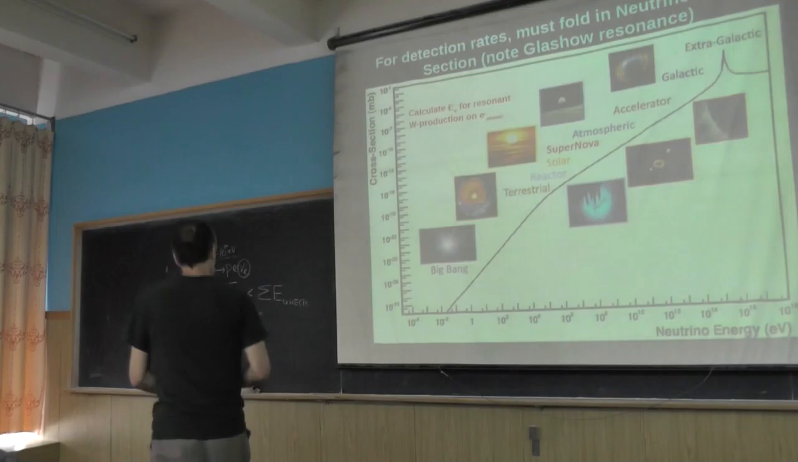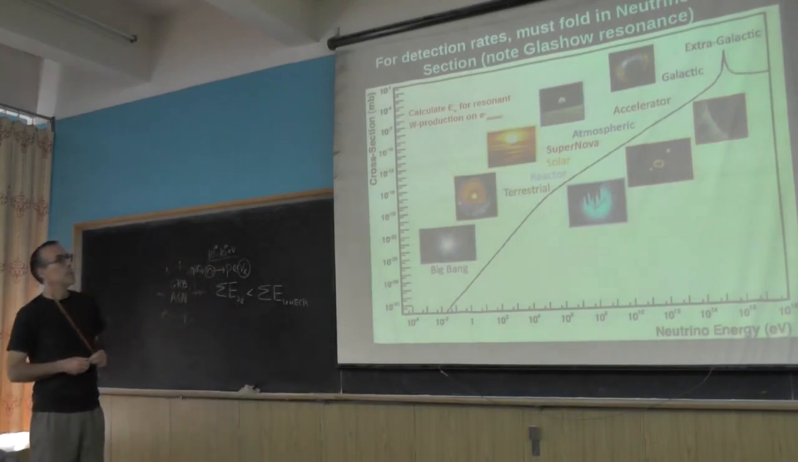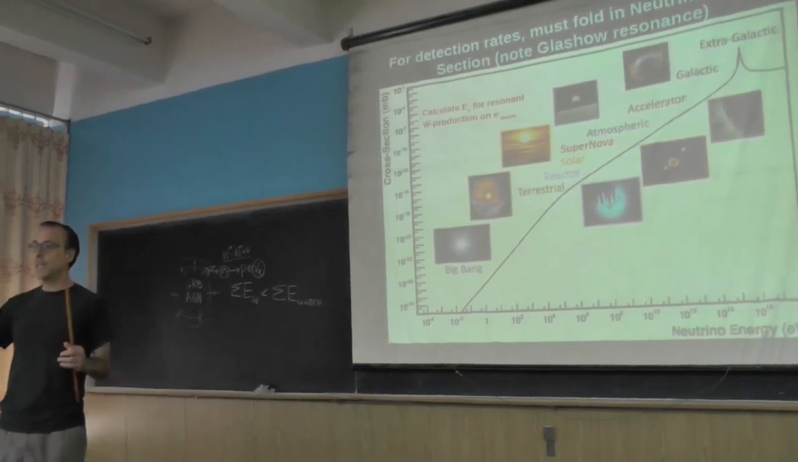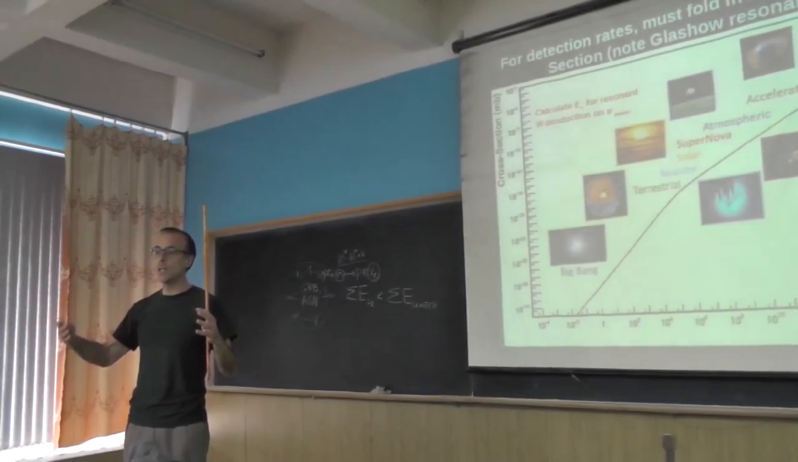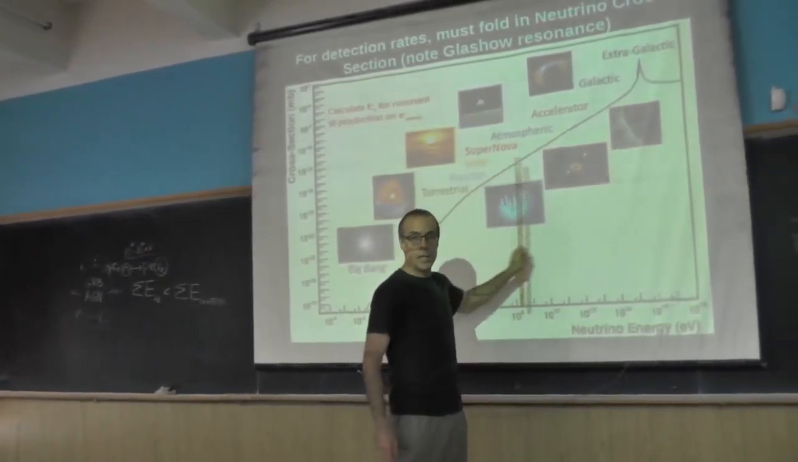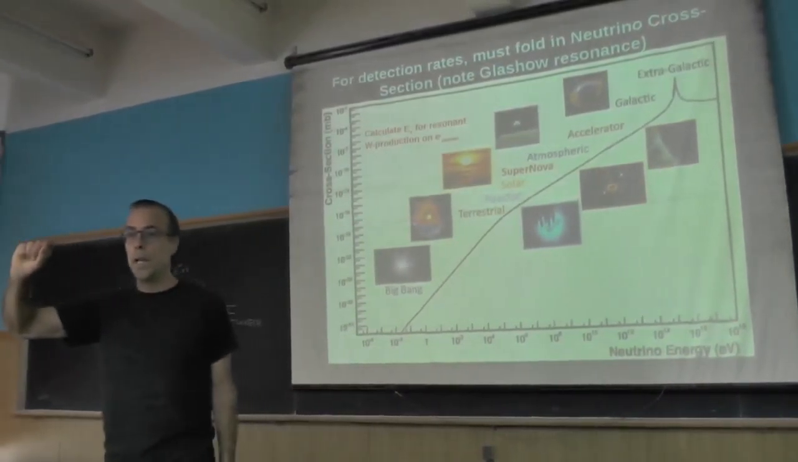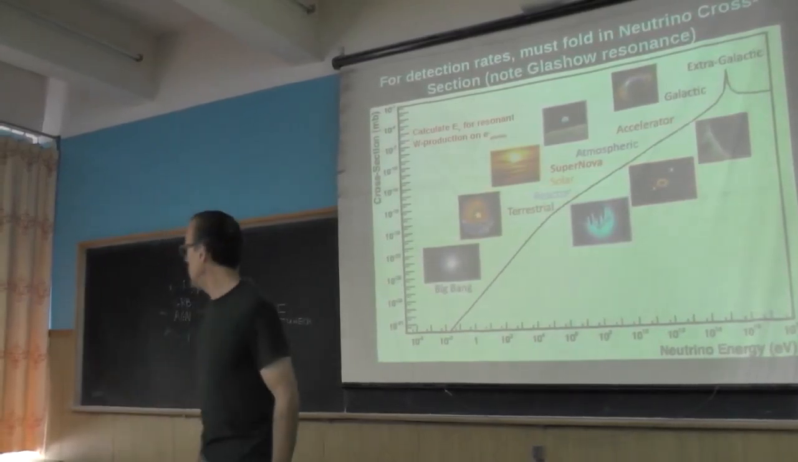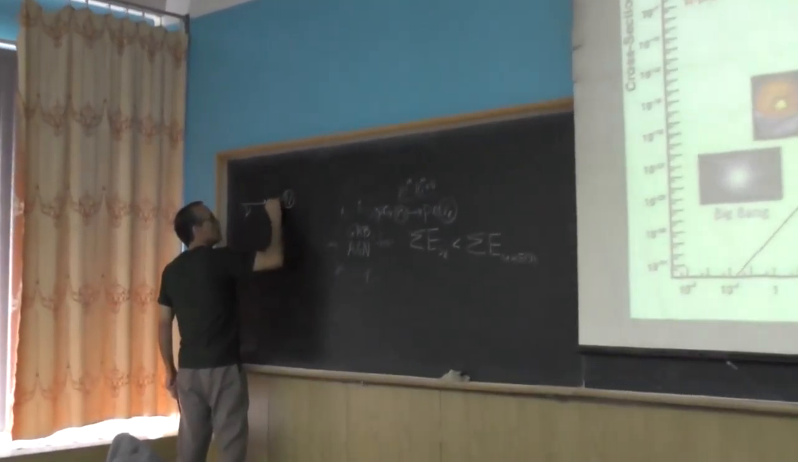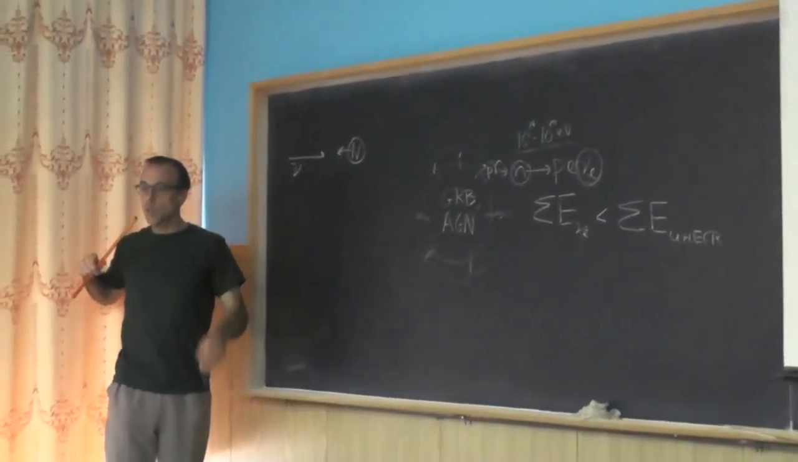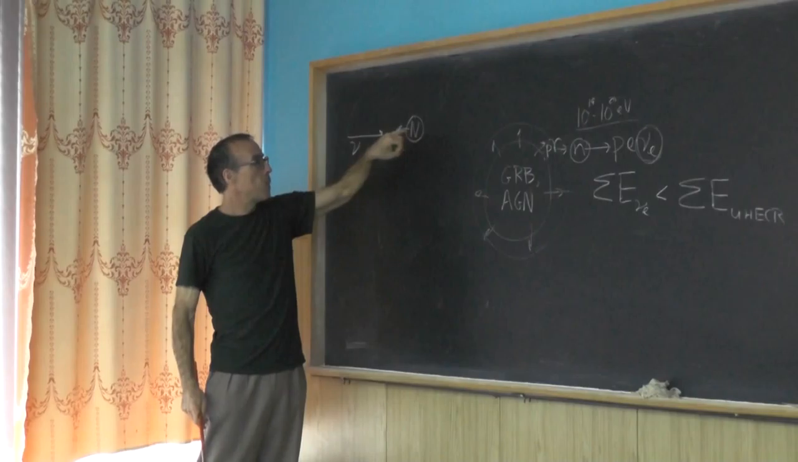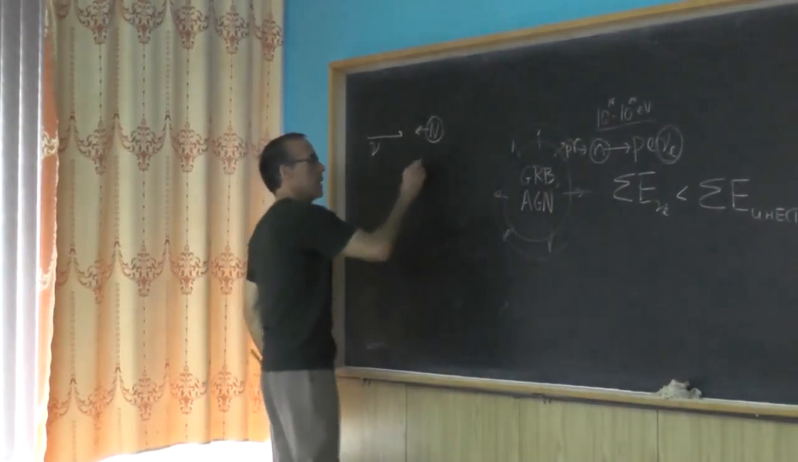Okay, now, in order to determine your expected detection rates, of course, you have to figure out some interaction lengths. The neutrino has to interact in the material of your target, for instance, the ice or the water. And to do that, you have to fold in the neutrino cross-section. The neutrino cross-section, as you know, increases with energy. And the heuristic explanation for this is that if you take a neutrino and the neutrino sees some nucleon, then as the neutrino energy gets larger and larger, it starts to see more and more of the sea quarks in the neutron, in the nucleon.